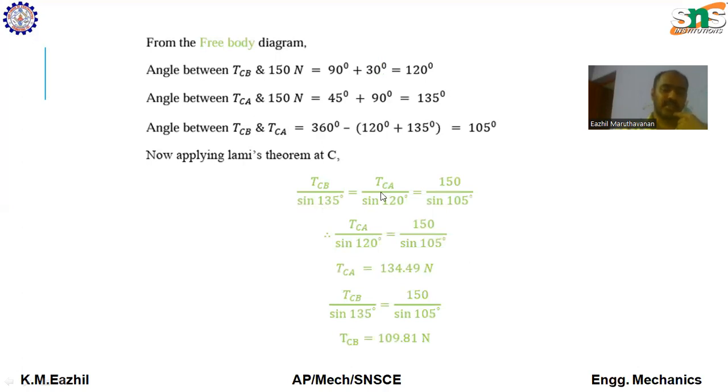TCB by sin 135 is equal to TCA by sin 120 is equal to 150 divided by sin 105. So substituting the values in the calculator, we get the value TCA as 134.5949. Similarly, TCB is equal to 109.81. I already said that while using the calculator, you must have it in degree mode for substituting the angles. I have to change the calculator to degree mode before substituting the values. Then only we will get this answer. Thank you.